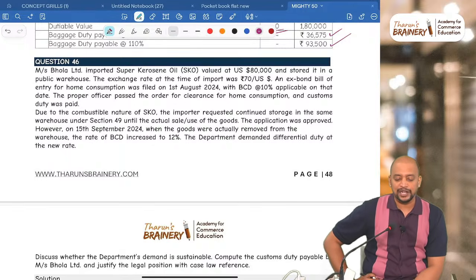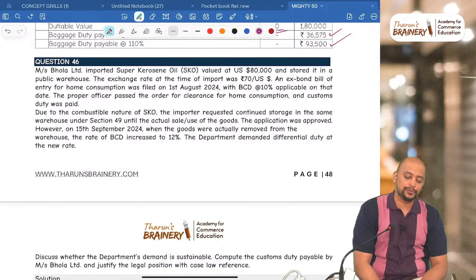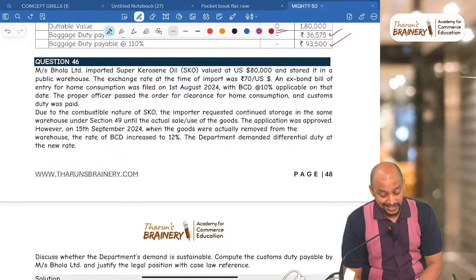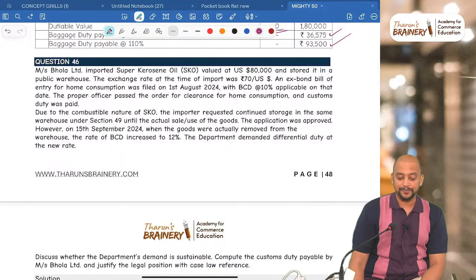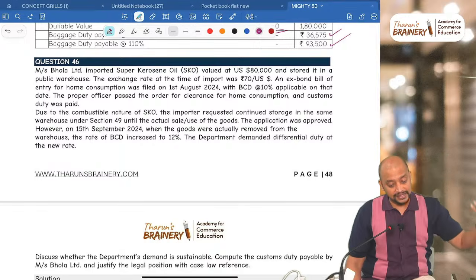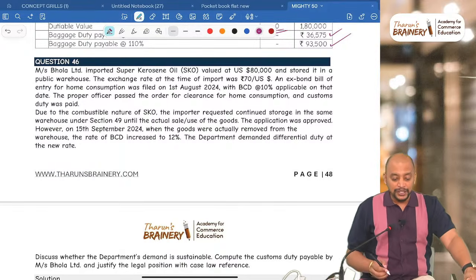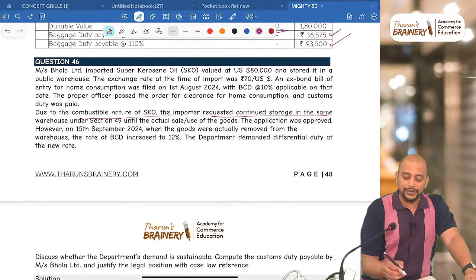Messrs. Bola Limited imported superior kerosene oil valued at US $80,000 and stored it in a public warehouse. The exchange rate at the time of import was 70 rupees per dollar. An ex-bond bill of entry for home consumption was filed on 1st August, with basic customs duty at 10% applicable on that date. The proper officer passed the order for clearance for home consumption and customs duty was paid. Due to combustible nature of SKO, the importer requested continued storage in the same.